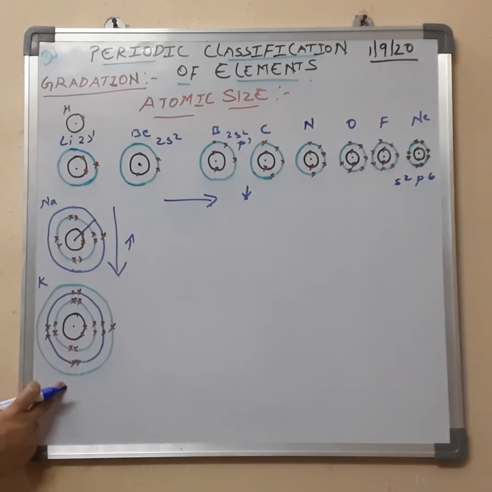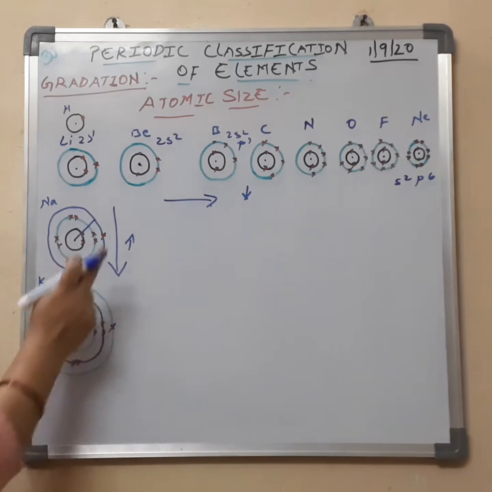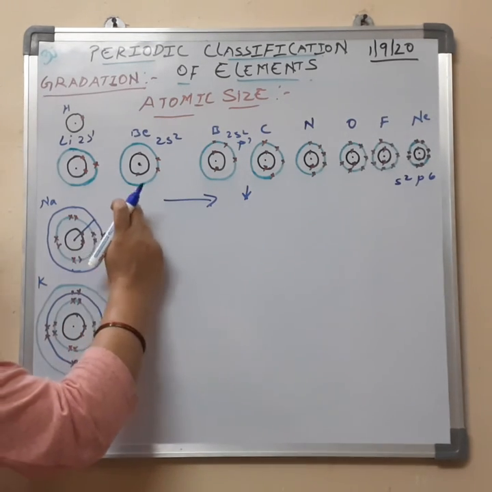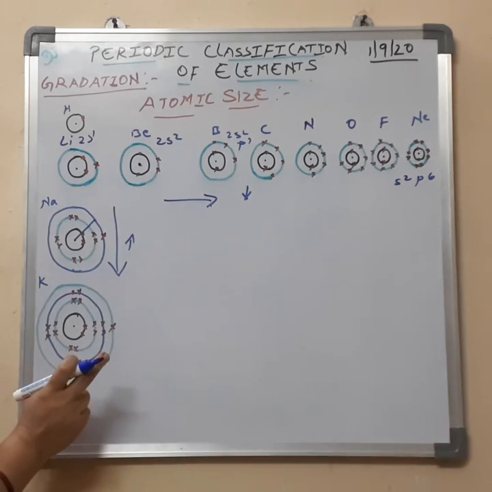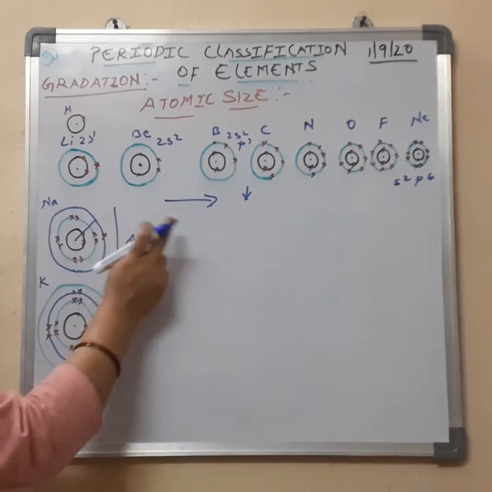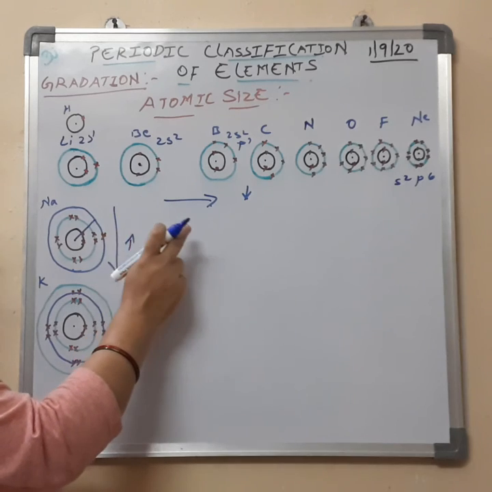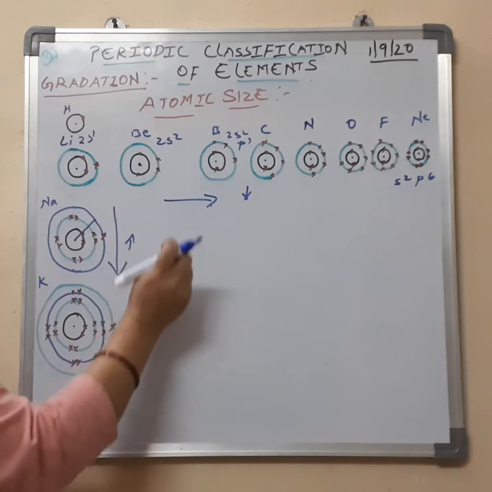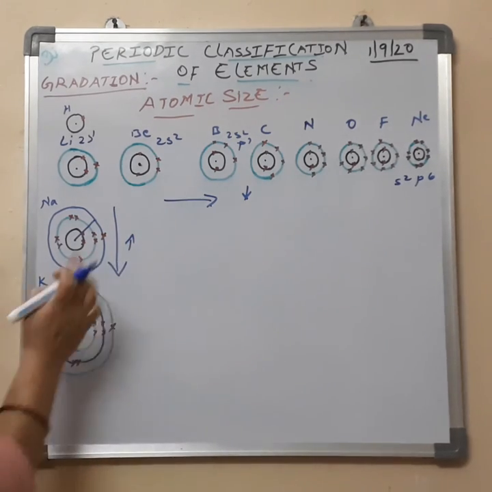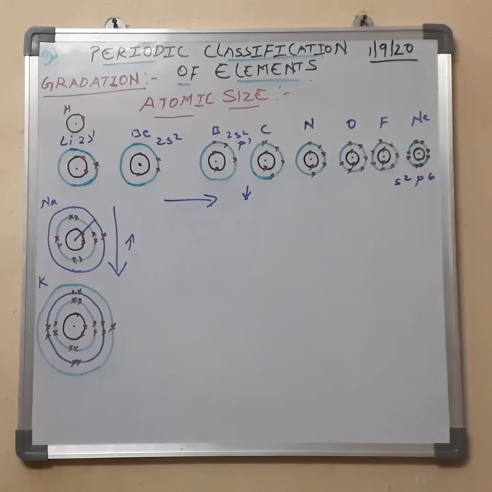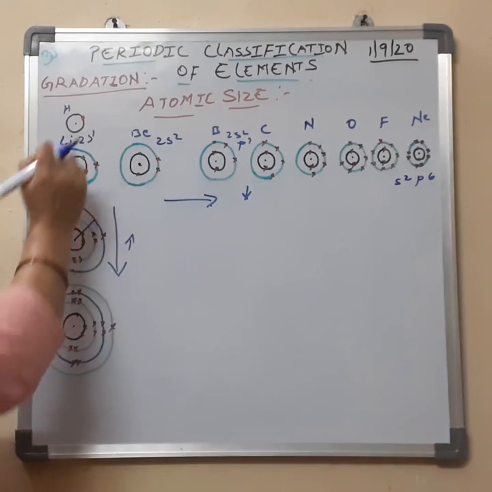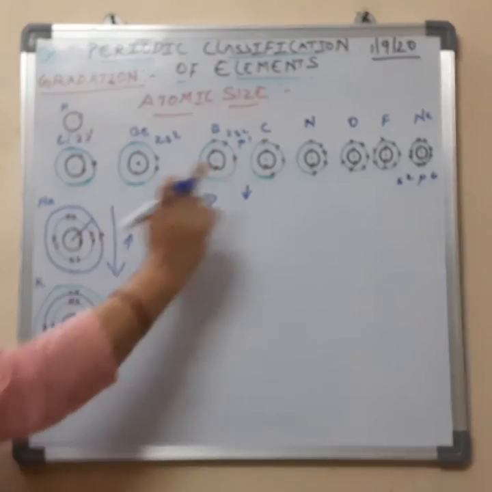And why does it increase? As a new shell is added. And why does it decrease along the period? Because the electronic charge is increasing, hence the force of attraction is increasing. So the electrons are pulled towards the nucleus, hence the size decreases. I hope you are clear with this, how the atomic size varies down the group and along the period.